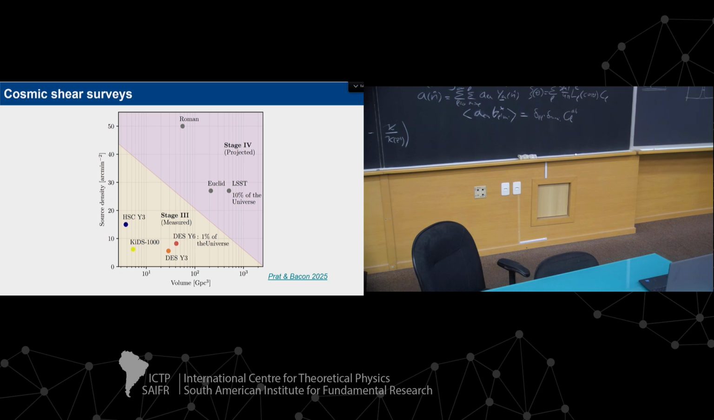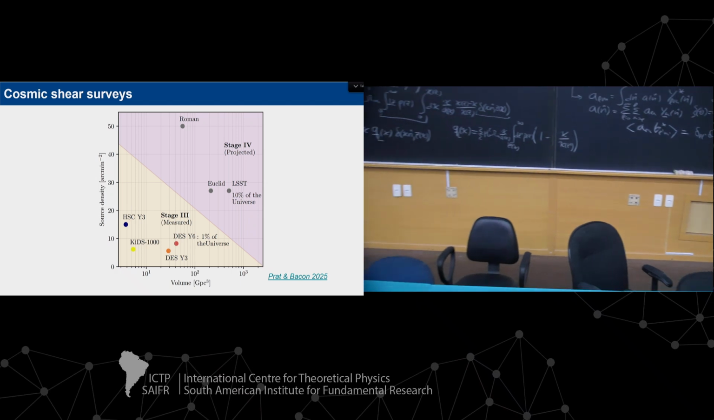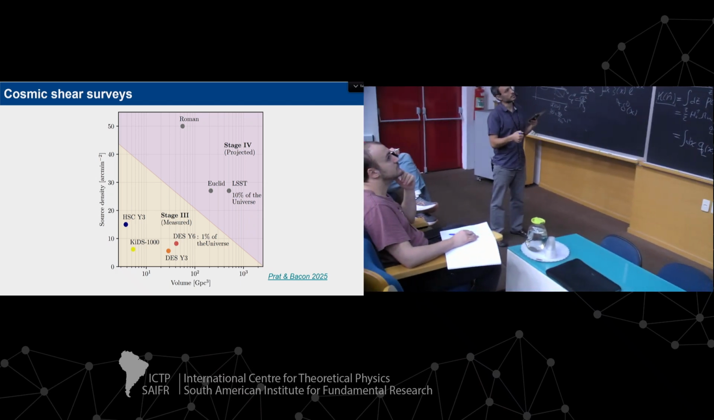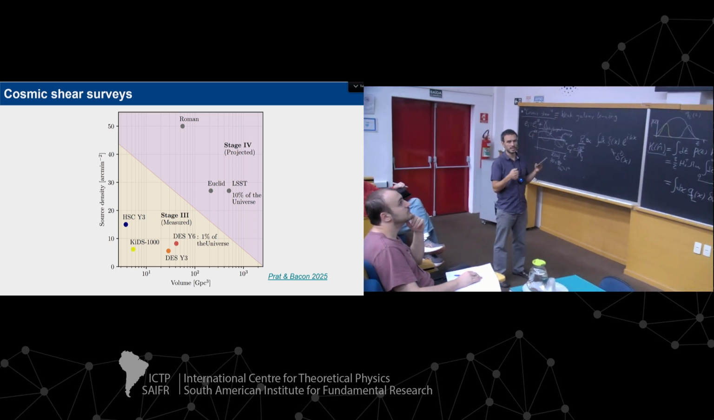Stage 3 surveys, the ones that we currently have, DES, KiDS, some of you might be involved in those, are in this regime: fairly large volumes, but still relatively low number densities. When we say low number densities, they're actually quite high number densities. This is 10 galaxies per square arcminute. An arcminute is very small, and you have 10 galaxies per square arcminute in those cases. So you're talking about of the order of 1 billion galaxies in the case of DES or something like that.